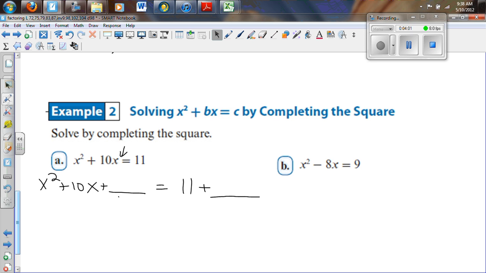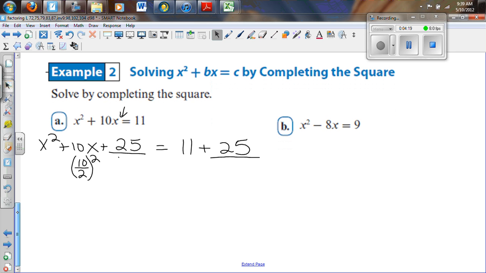And that number is 10 divided by 2 and then squared. So 10 divided by 2 is 5, and 5 squared is 25. So we have to add 25 to both sides of this equation to keep it equal. And then let's do some simplifying here. We know that x squared plus 10x plus 25 is really x plus 5, and that quantity squared. And on the other side, we have 11 plus 25, which is 36.